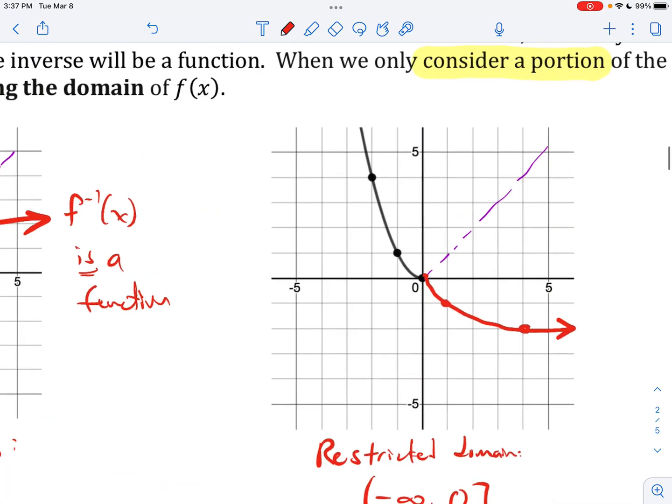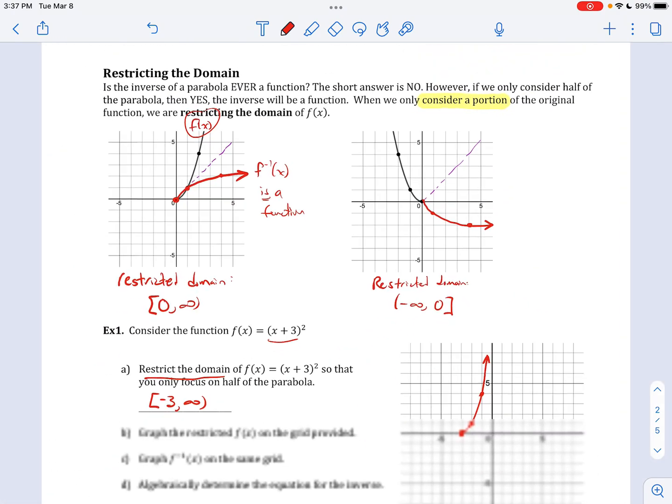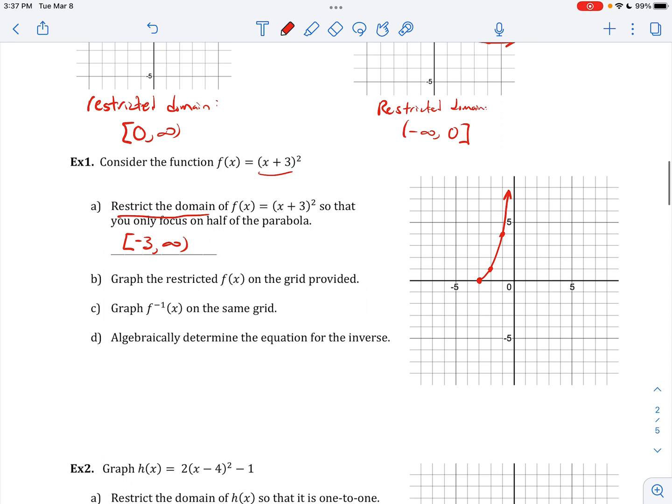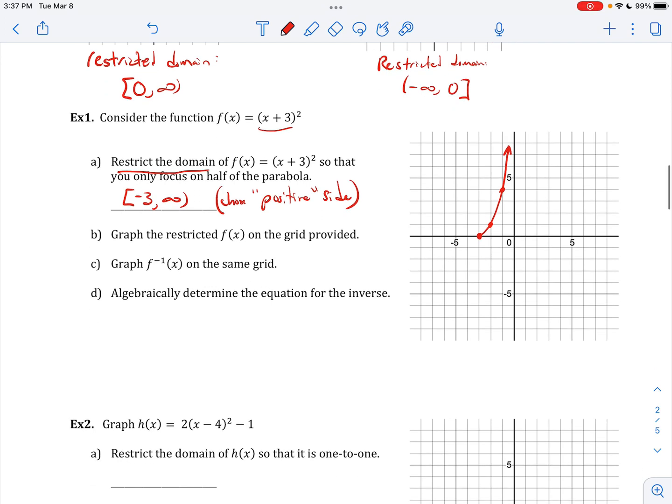Now I could have also done the negative half, kind of like that. But I'm an optimist. I like doing the positive side. I'll just say this. I chose the positive side. You could have chosen the negative side. That would also work. It's just then your inverse is going to look different than everybody else's, the positive people. It's totally fine. I don't have any reason to select one over the other. So I graphed the restricted domain.